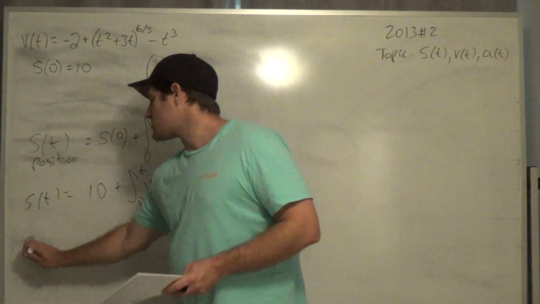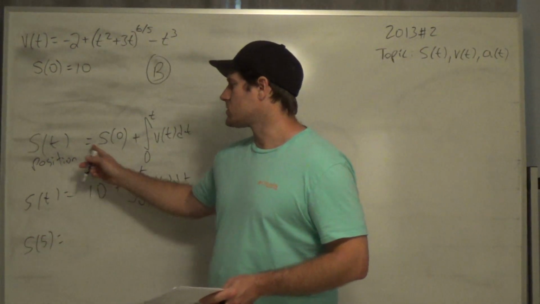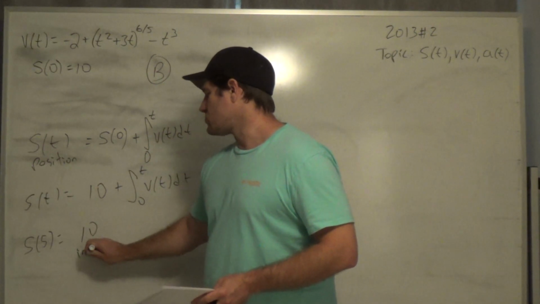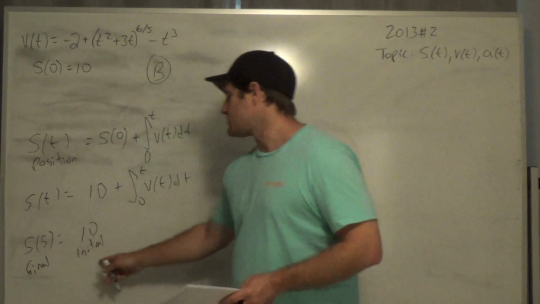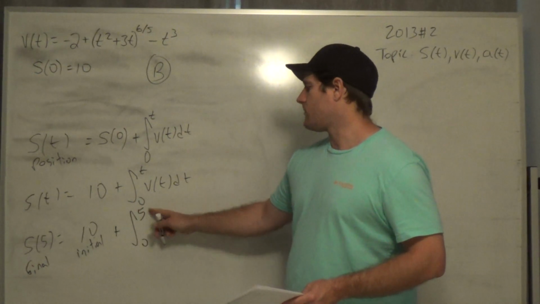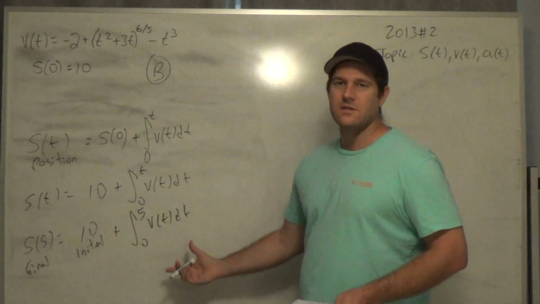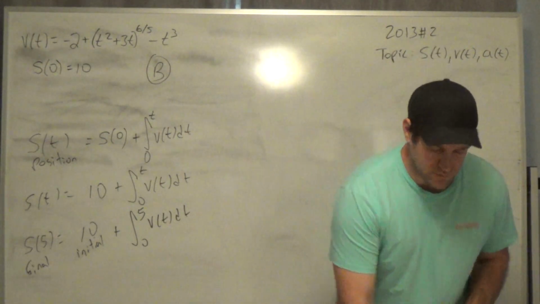Well, if I want to know my position at time 5, if I'm comparing positions, time 0 occurs before time 5. All right, so this is my initial, this is my final, and my final position is my initial position plus my net change in position. So what's the area underneath velocity from time 0 to time 5? Area underneath velocity gives displacement or the net change in position.